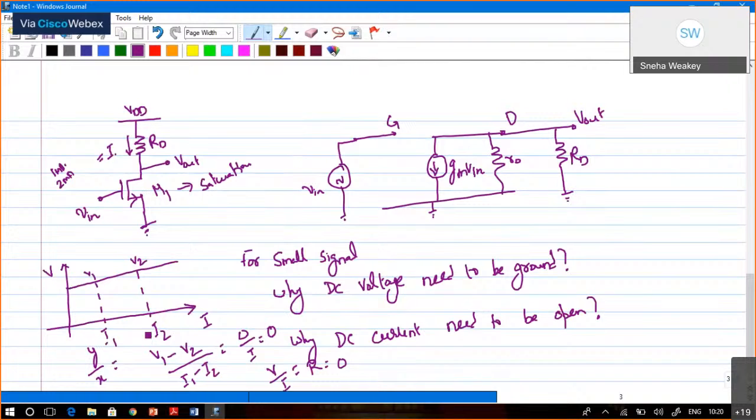So for DC voltage, the small signal current may go to any value, but whatever the variation, my DC voltage remains constant. So we are grounding the DC voltage. Whereas the current source has to be left open. If I see a constant current source, this is one configuration.